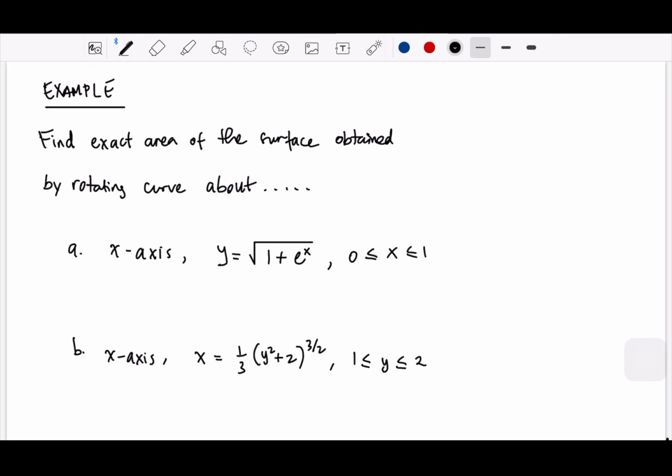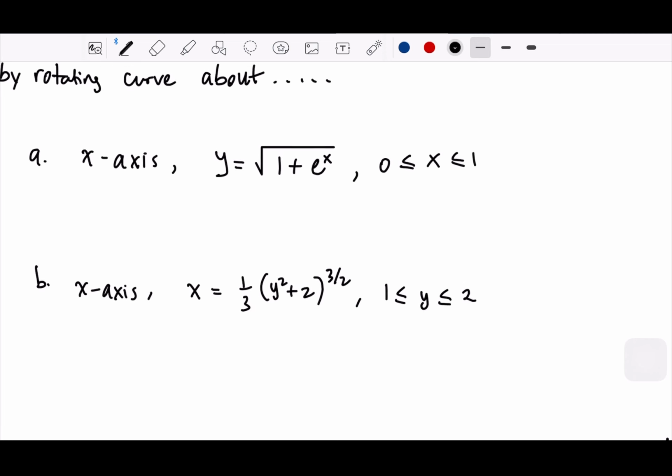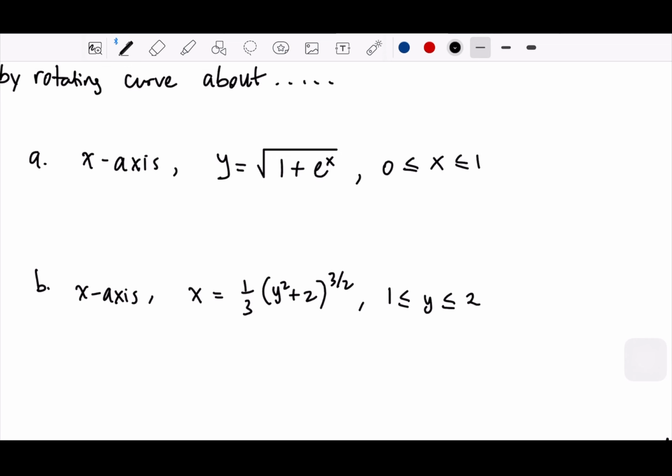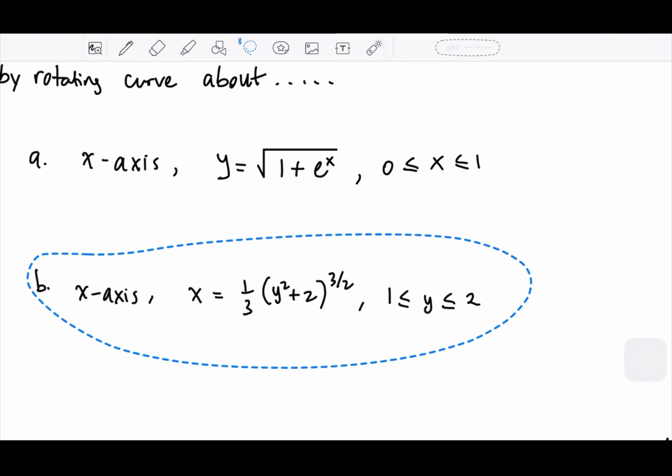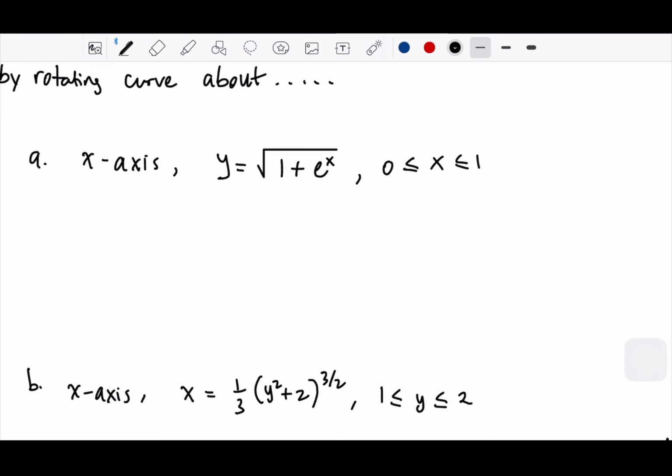Anyone try? Okay, I have 2 questions. They are the same rotations on the x-axis. The difference is, the first one is like the regular previous example that we did. This function is in terms of x, but the second one is a function of y, but rotated on the x-axis. We will see how to deal with this step by step.